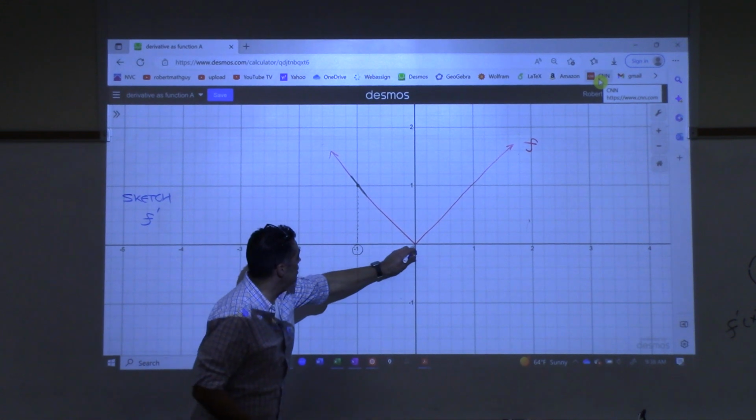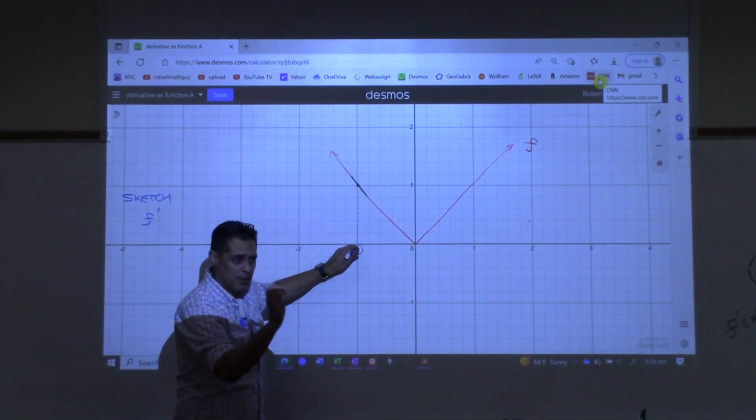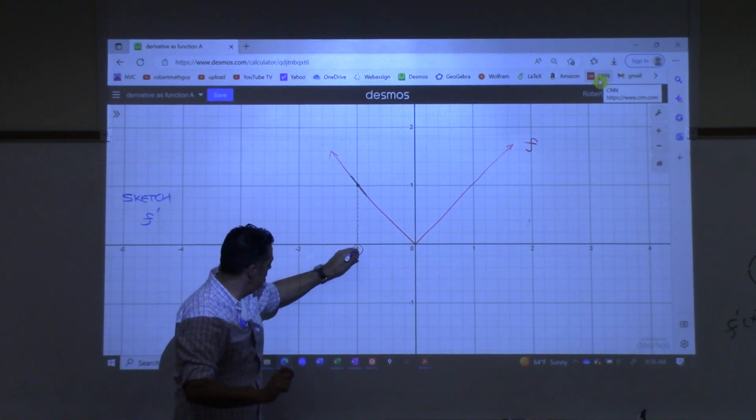I know that when I draw the derivative, when I go to negative 1, the y value of this blue function should be negative 1, which is down here.